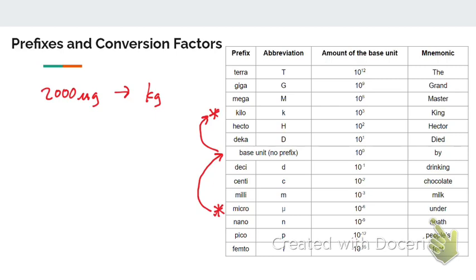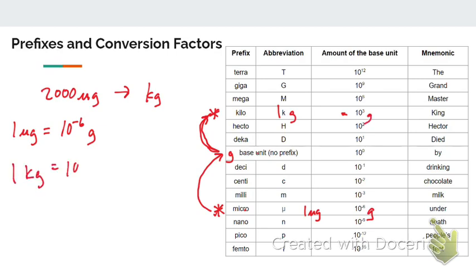The relationship between microgram and the base unit, which is grams, is that there's 1 microgram for 10 to the negative 6 grams, right? So for every 1 microgram, it's going to be 10 to the negative 6 grams. And then the second relationship, between kilograms and grams, is that 1 kilogram is equal to 10 to the third grams. Now you could combine these if you wanted to, but you could actually make this a two-step process.